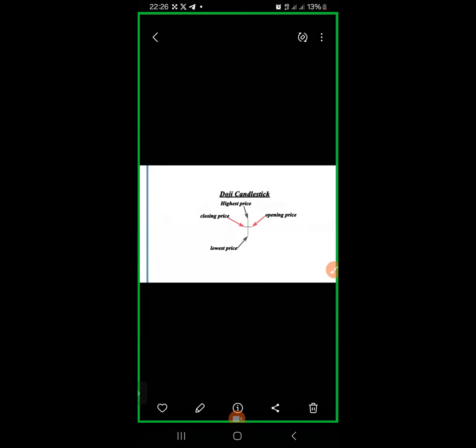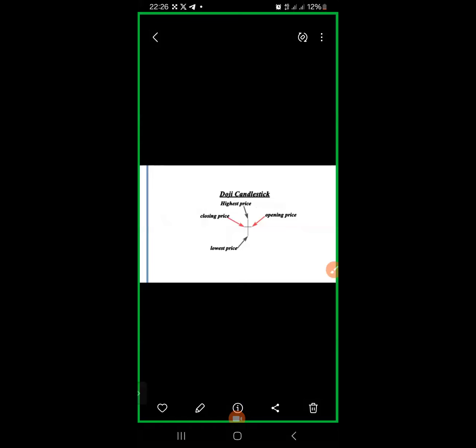The doji represents indecision. When you find it in the uptrend, we think of reversing. But if the market was going up and it forms in the middle there, it can represent a continuation signal. When you find it in the downtrend, it is a reversal candlestick chart pattern. That is called a doji.